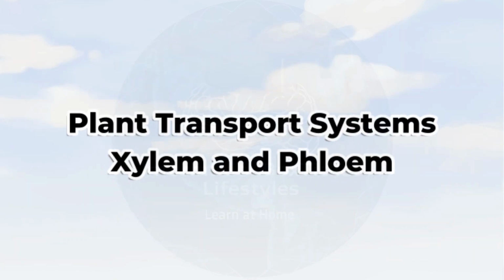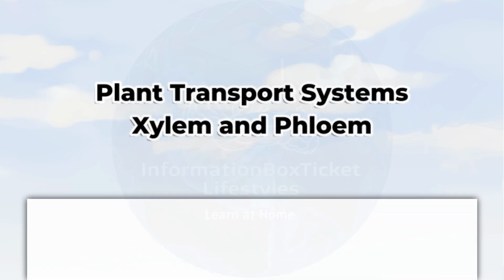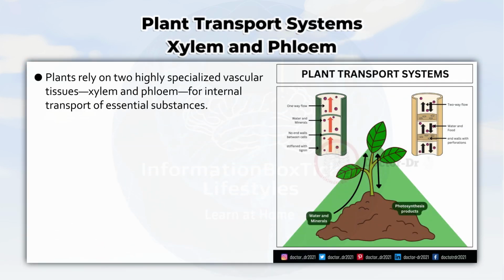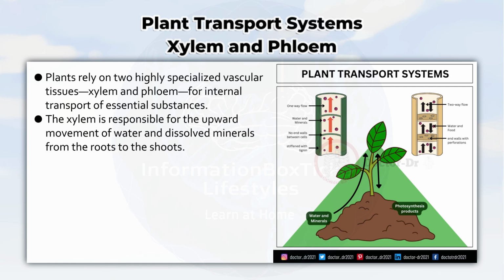Plant transport systems, xylem and phloem. Plants rely on two highly specialized vascular tissues, xylem and phloem, for internal transport of essential substances. The xylem is responsible for the upward movement of water and dissolved minerals from the roots to the shoots.